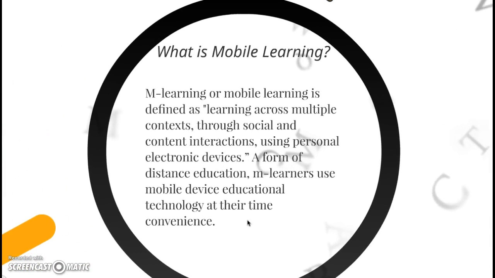What is mobile learning? M-learning, or mobile learning, is defined as learning across multiple contexts through social and content interactions using personal electronic devices, a form of distance education. M-learners use mobile device educational technology at their convenience.